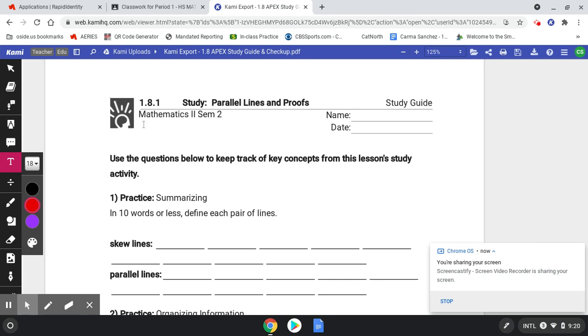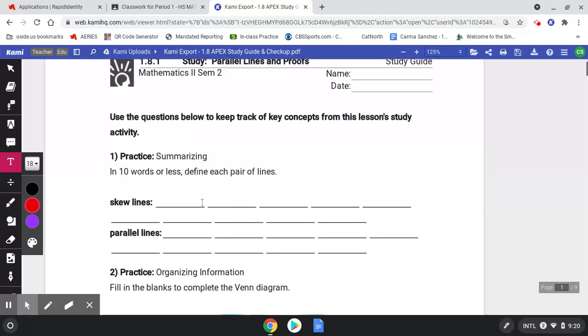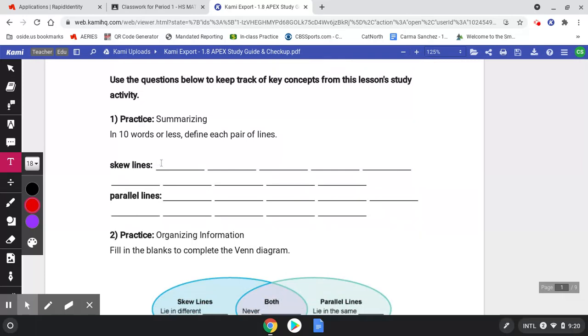All right, we're on the 1.8 study guide. We're talking about parallel lines and proofs, whereas the last section we were talking about intersecting lines and proofs. So this time the lines do not touch, and this opens up a whole new series of relationships between certain angles. So let's go ahead and get some definitions first, and then we will look at some examples.